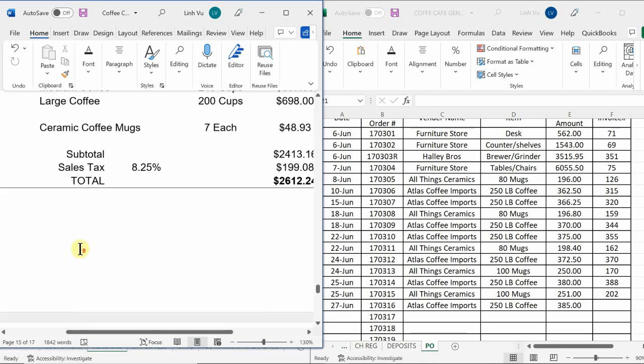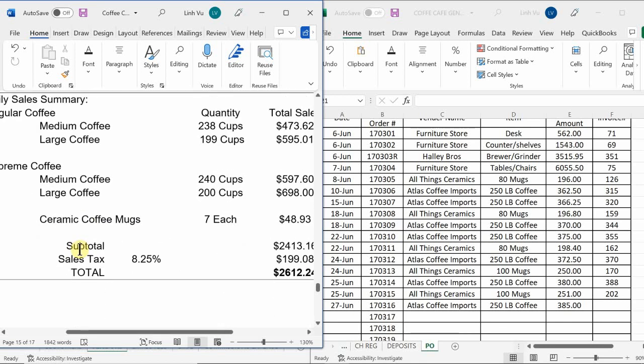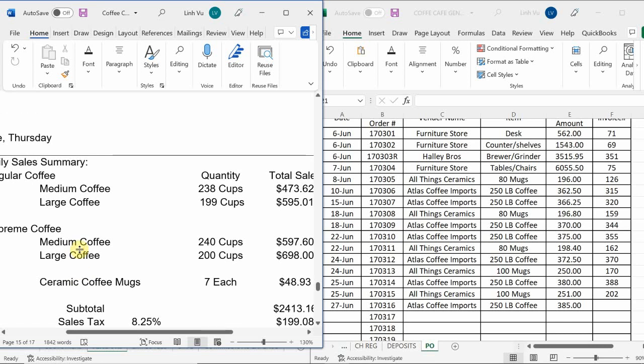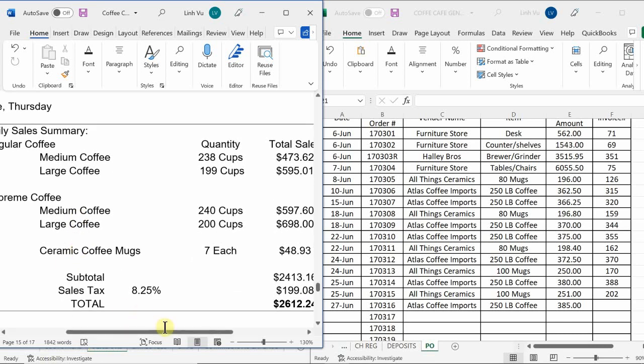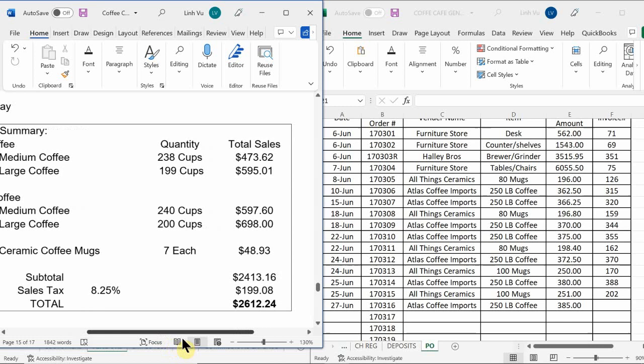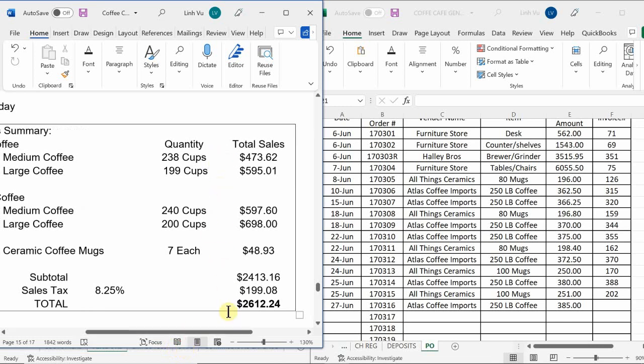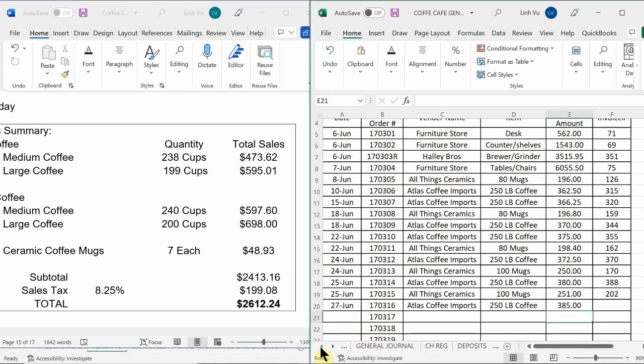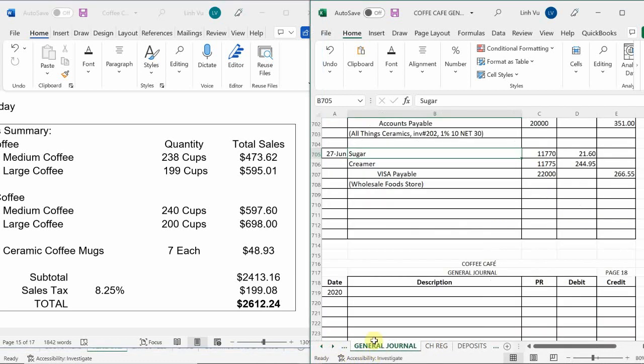Then we have some daily sales. Okay. We sold some regular coffee, some Supreme coffee, giving us a grand total of $2,612.24. So, we have in-store sales. How do we record this?